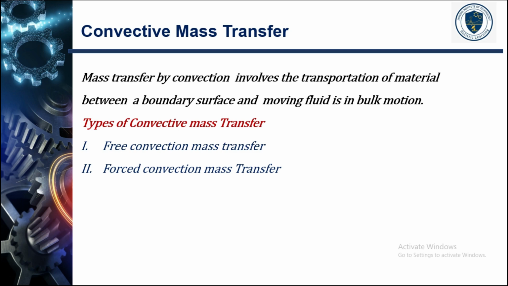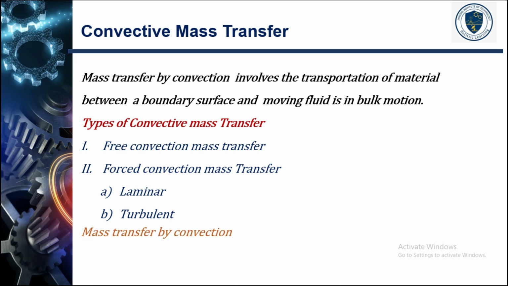Further, forced convective mass transfer is classified into two types. One is laminar forced convective mass transfer, and the other is turbulent. In laminar flow, the fluid motion is in a streamlined manner. In turbulent flow, it is in eddy formation. So in turbulent flow, due to the formation of eddies, a higher rate of mass transfer occurs.